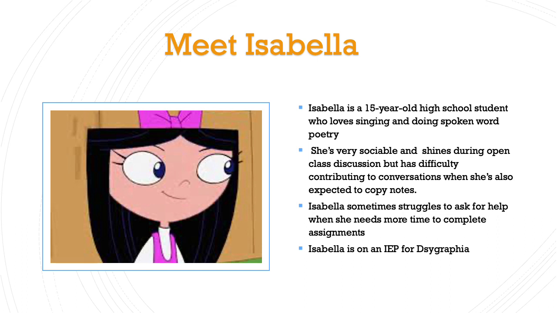Her struggles begin when she is required to copy down notes from lectures, slides, or other students. She has difficulty copying these notes in a time-oriented fashion. Isabella struggles to ask for help due to embarrassment or other such reasons, and due to this, she sometimes struggles to complete her assignments. Isabella is on an IEP for dysgraphia, and that's what we're going to be organizing our lesson plan around.